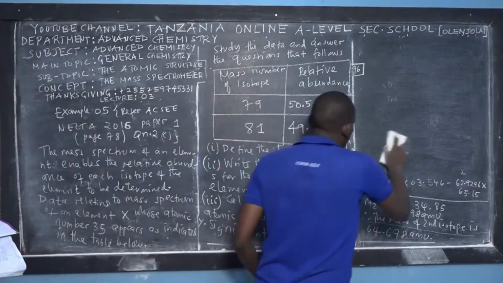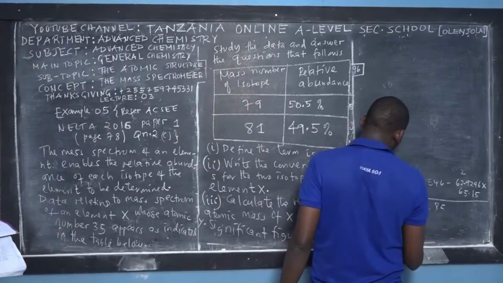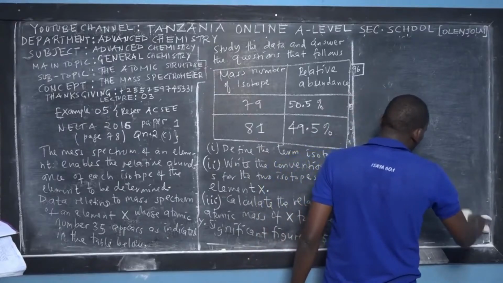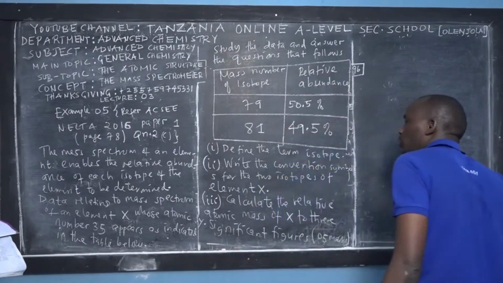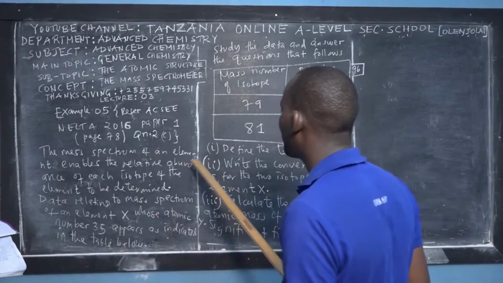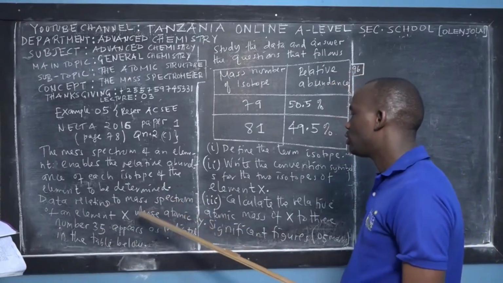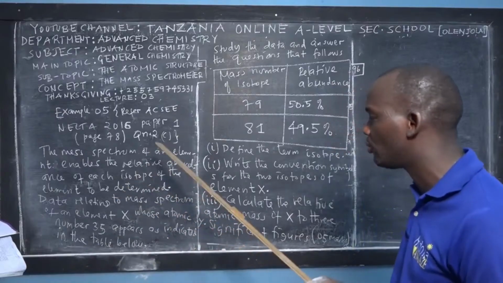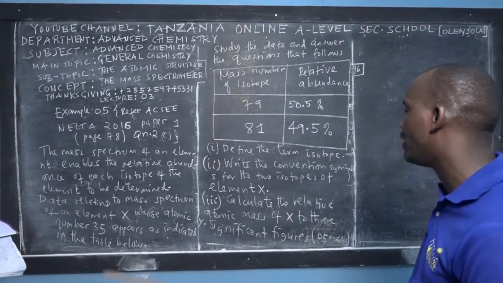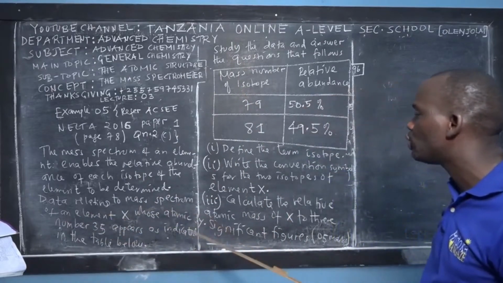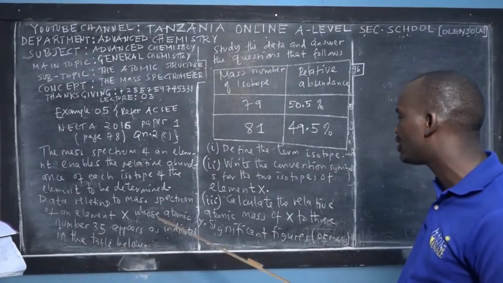Remember that general is the content of paper 1, Advanced Chemistry 1. Okay, well, let us read the question quickly and then we solve it. The mass spectrum of an element enables the relative abundances of each isotope of the element to be determined. That is the main function of a mass spectrometer, which gives us the mass spectrum, as I told you in lectures 1 and 2. Data relating to the mass spectrum of an element X whose atomic number is 35 appear as indicated in the table below.